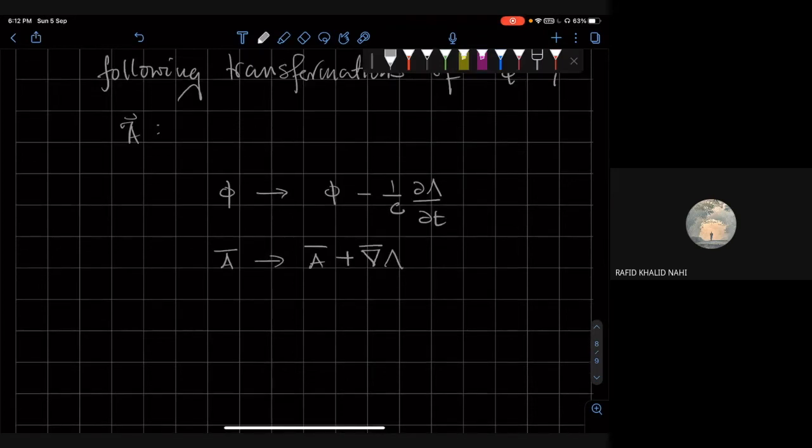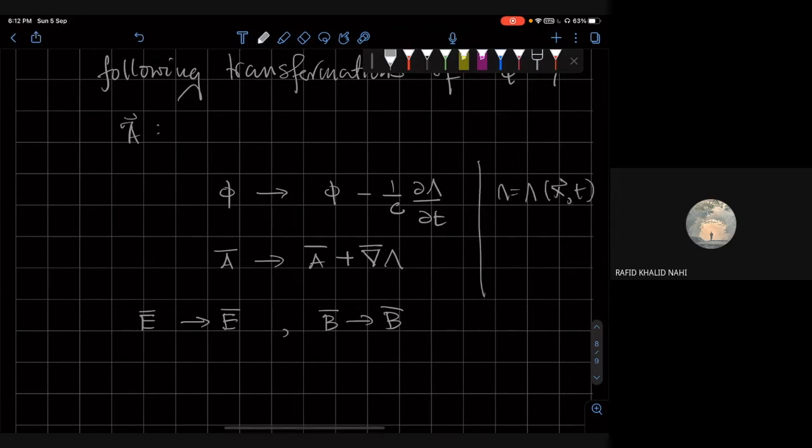then it's a one-line exercise to show that E does not change. Is lambda just a function of t? Or space, independent? No, lambda is a function of space and time, okay? It's a scalar function. Then it's just a one-line exercise to show this, okay? And you should show it by yourself.